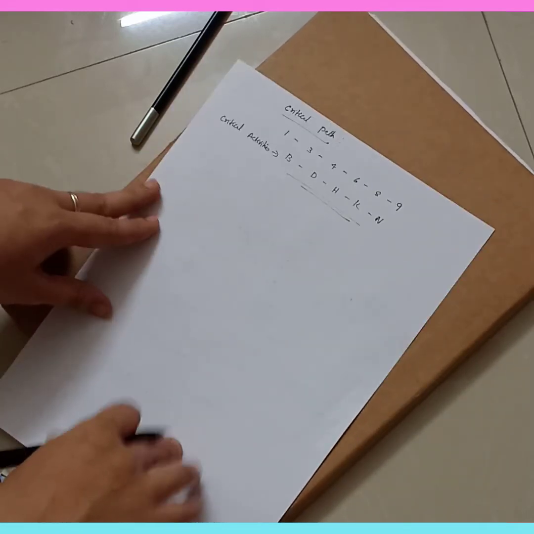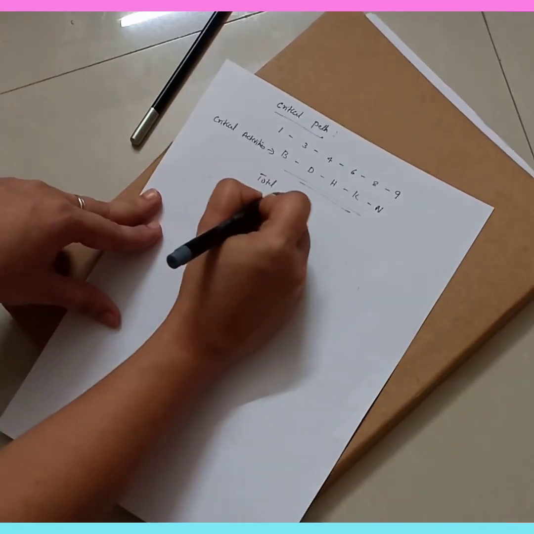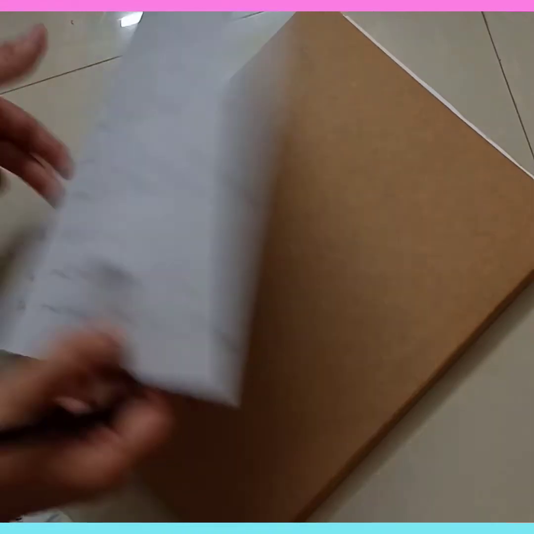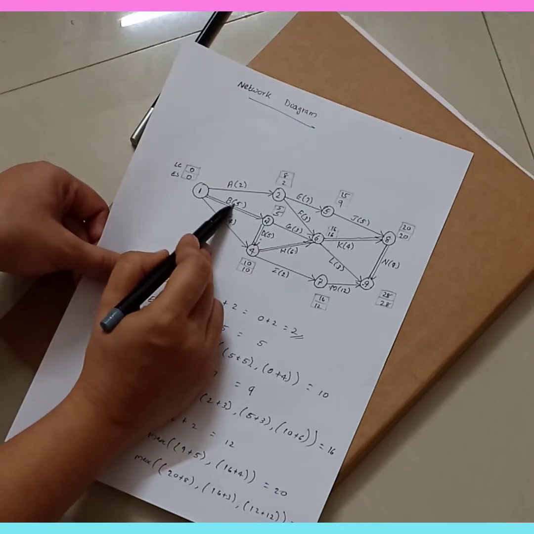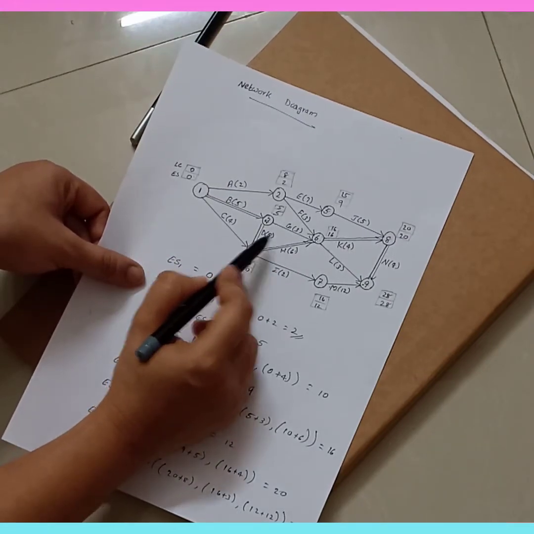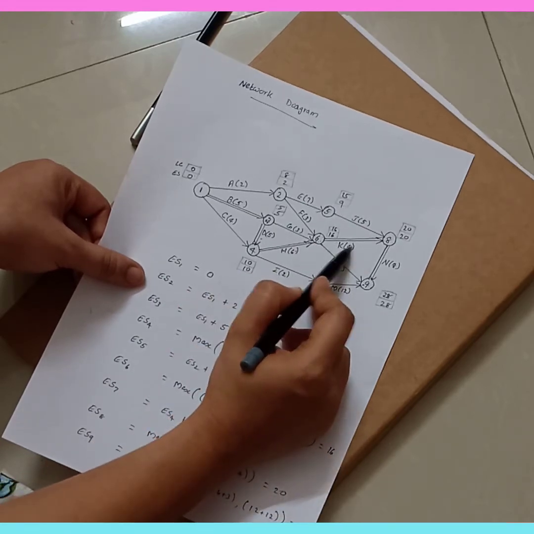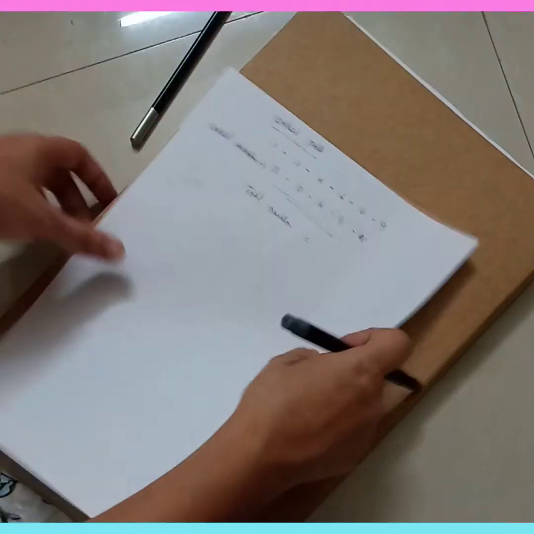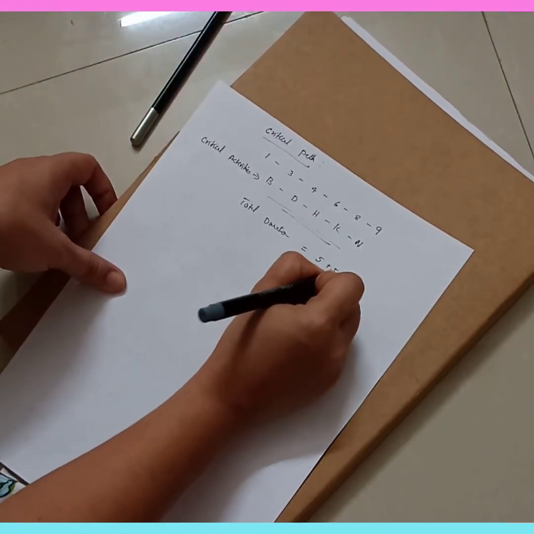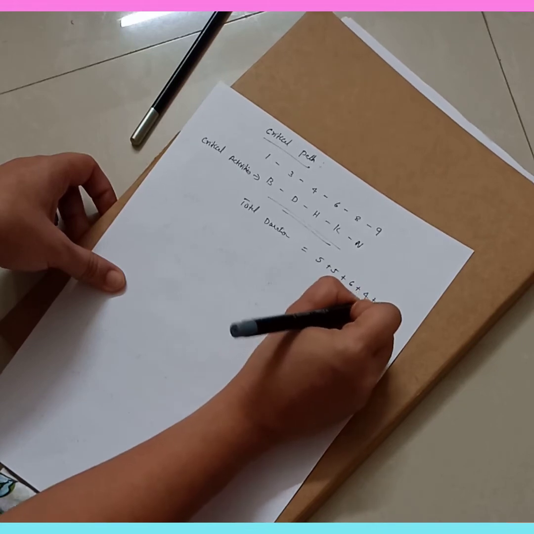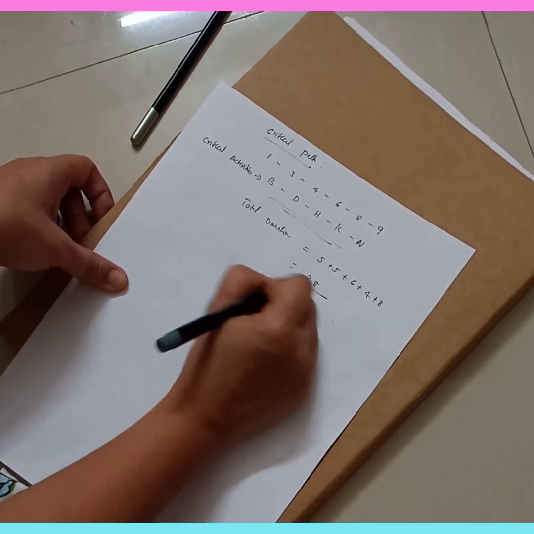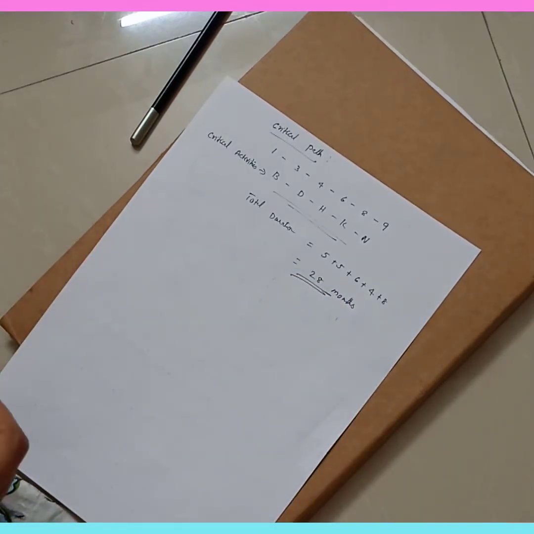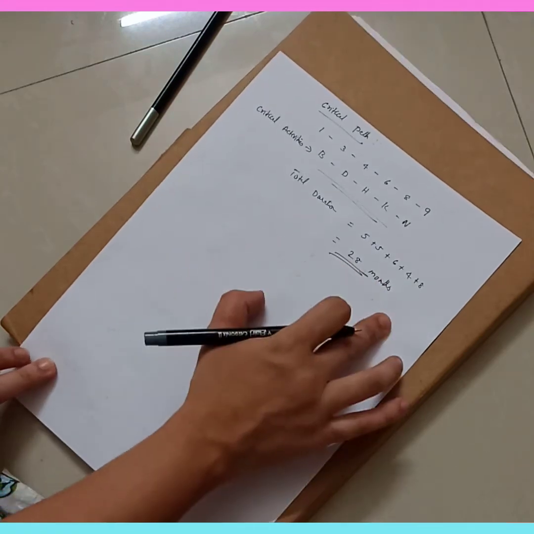Now you need to calculate the total duration. So total duration equal to B, D, H, K, N. So what is the duration of all this? For B it is 5. 5 plus 5 plus 6 plus 4 plus 8 will give you 28. So it is 28 months, because in the question the duration is given in months. Therefore the total duration is 28 months.